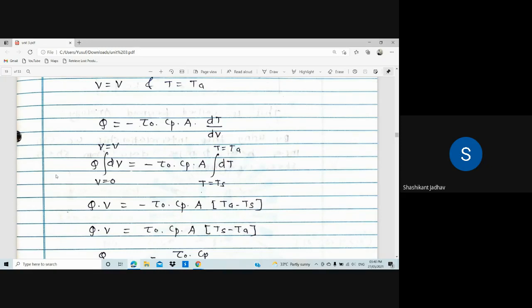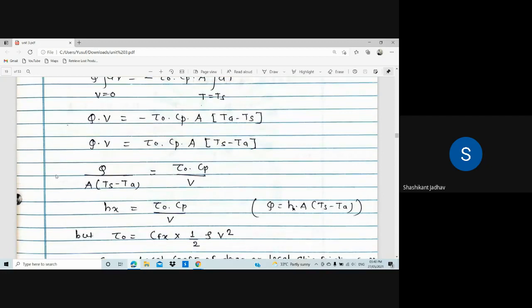Okay, so we have to interchange the values in the bracket. Therefore the negative sign will be cancelled. So Q into V is equal to tau 0 into Cp into A into bracket Ts minus Ta. Then we have to write down the equation. Q by A into bracket Ts minus Ta is equal to tau 0 into Cp divided by V.